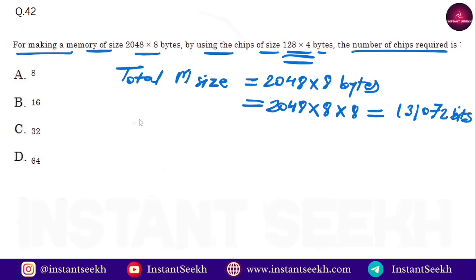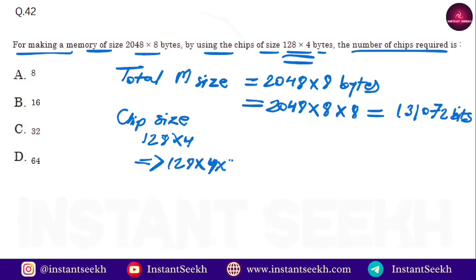Okay, now determine the total chip size in bits. What is the chip size here? The chip size given is 128 by 4 bytes, and if we want to convert it into bits, then we will multiply it by 8. So 128 into 4 into 8, and this will give you 4096 bits.